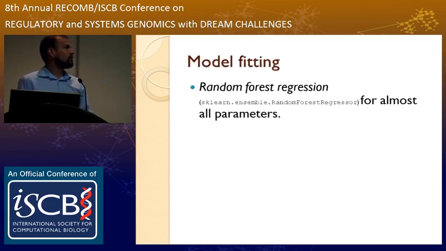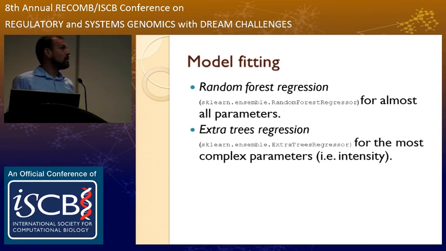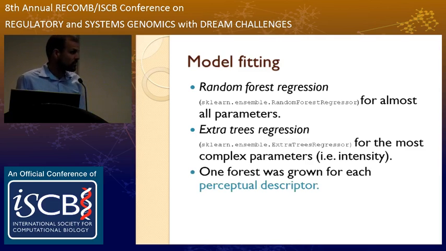So for the model fitting, I did random forest regression. Yunfeng just showed you what goes on. I did this in Python, with the scikit-learn package. For some of the most complex parameters that required the use of the most features, I used a variant of random forest called extra trees regression to predict some of the parameters, more or less just intensity, which is by far the most complex of all the descriptors.